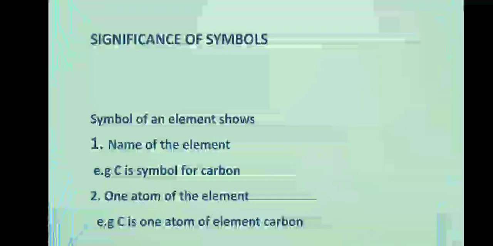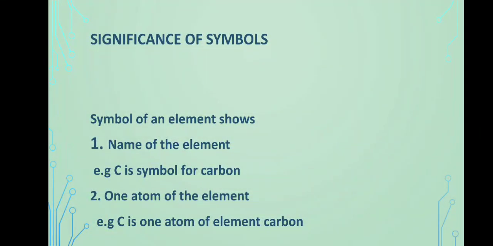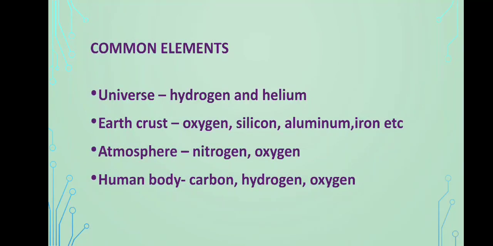Now, what is the significance of the symbols? What does a symbol show? It shows the name of the element and the number of atoms of the element. If symbol capital C is given, it means it is the symbol for carbon, and it is one atom of element carbon.